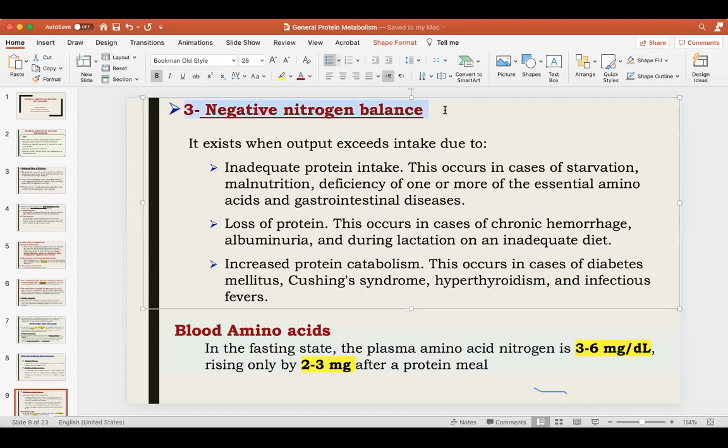What is negative nitrogen balance? When the output exceeds the intake. When the output of the nitrogen from our body to go outside our body is more than the nitrogen which we take.